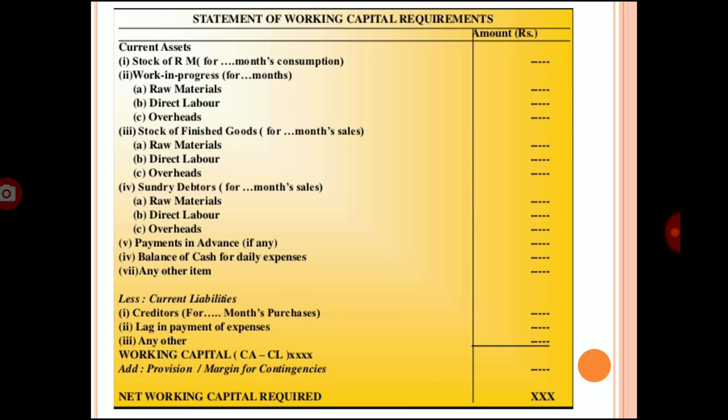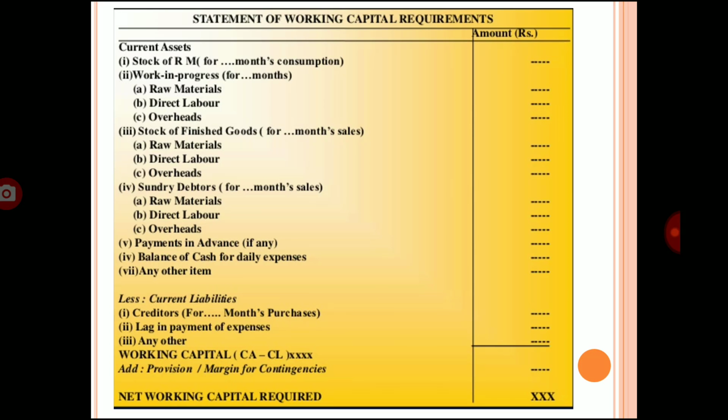Second is lag in payment of expenses. Whatever is in arrears, maybe electric bill arrears, water bill arrears, wages arrears, salaries arrears. These arrears of manufacturing expenses will be considered as current liabilities, and you have to consider them in this statement of working capital requirement, and any other liabilities you have to consider. So from current assets minus current liabilities, you will get the working capital. And obviously there should be a provision for a margin for contingencies. So that contingencies you have to consider.